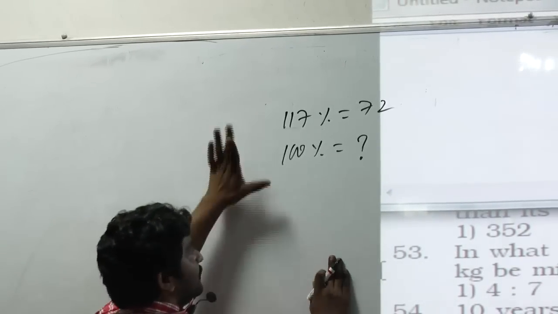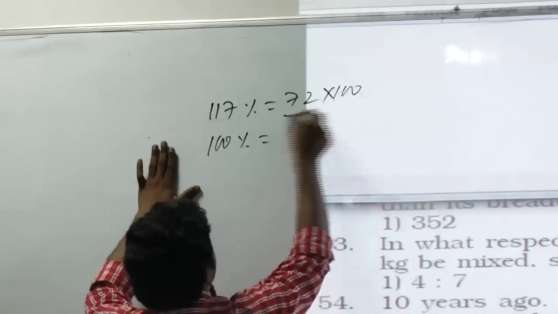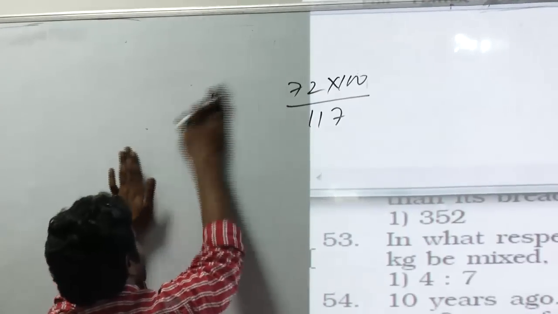Cost price will be 72 into 100 by 117. This is your cost price.